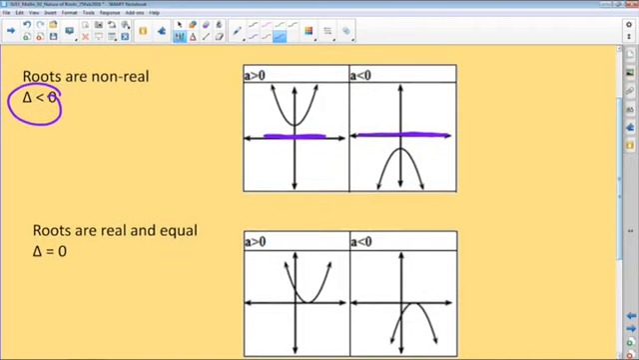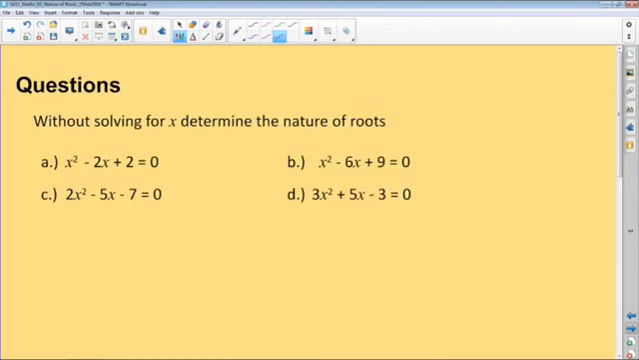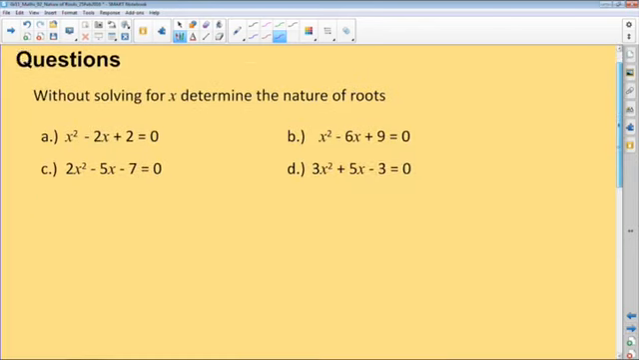Roots are real and equal, right? So you get a situation where this is maybe 2, all right? So in other words, this is a parabola in the form of ax squared plus bx plus c. So you get a situation like this, (x minus 2) all squared equals 0. It's real, and we also have equal roots, which is in this case 1 x value.